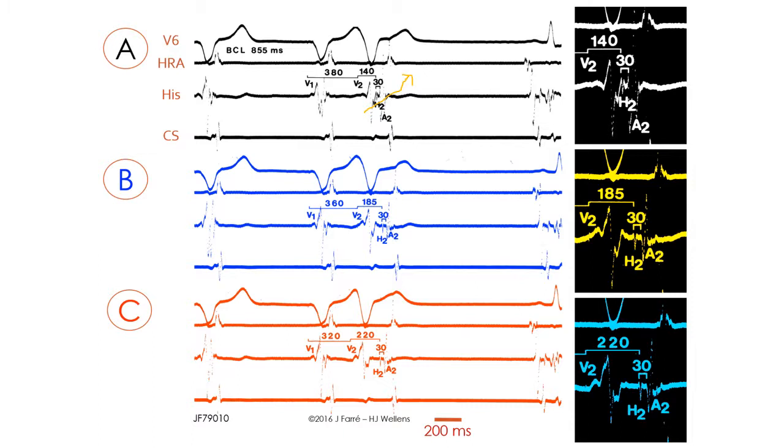Also note on the right that the H2-A2 interval was constant, always 30 milliseconds after each ventricular premature impulse, independently of the duration of the preceding V2-H2 interval.